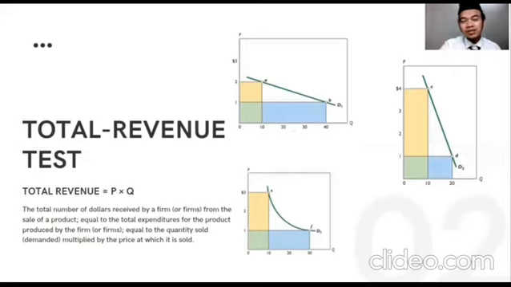I'm going to explain the total revenue test. Total revenue is the total number of dollars received by a firm from the sale of a product, equal to the total expenditure for the product produced by the firm, equal to quantity demanded multiplied by the price at which it is sold. Firstly, we need to remember that total revenue is equal to price multiplied by quantity demanded. I'm going to explain 3 graphs that reflect elastic demand, inelastic demand, and unit elasticity.